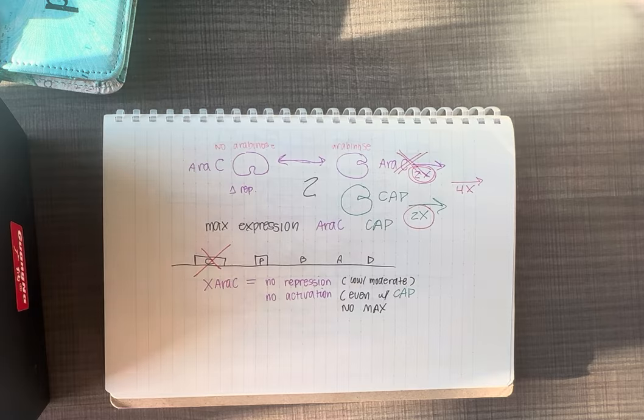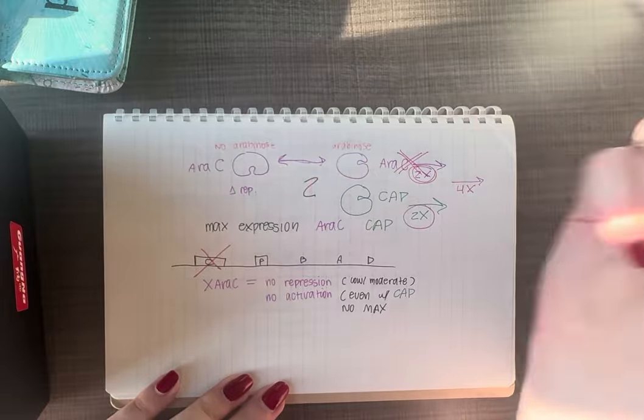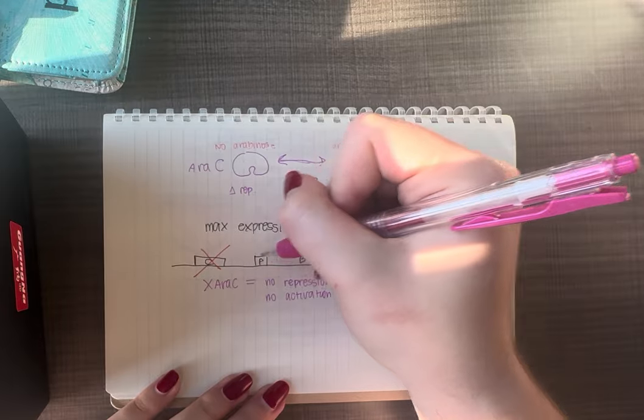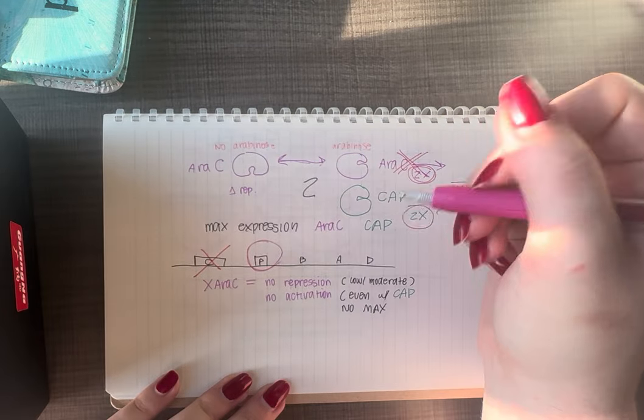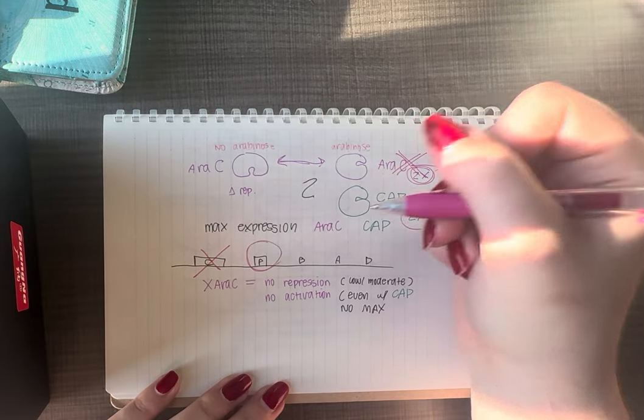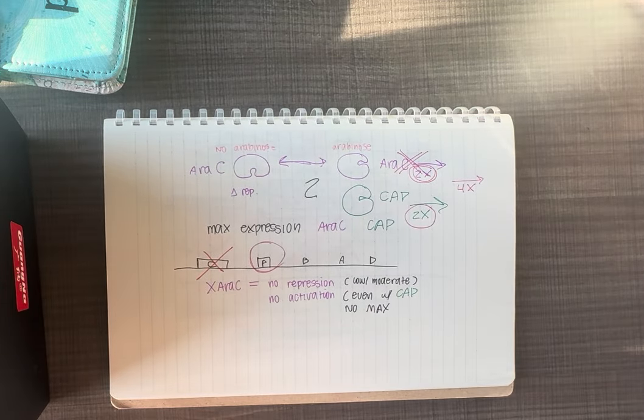So I want you guys to think of these examples. I want you guys to approach this like this. Don't go straight to the answer choices. Think, what would the effect be on the expression itself? What would it be if you had arabinose? What would it be if you didn't have arabinose?